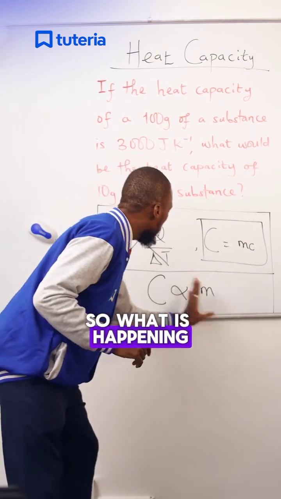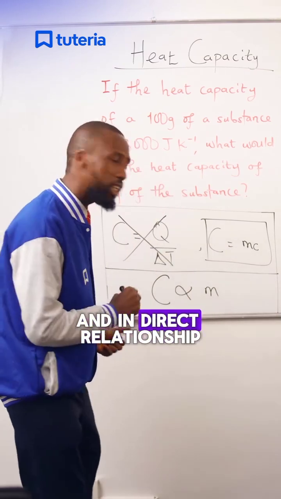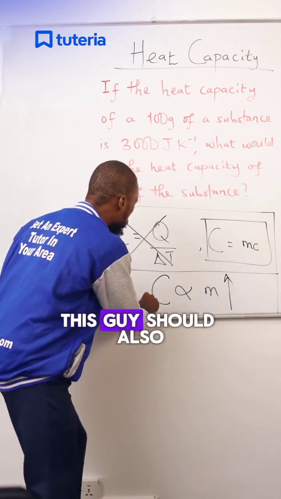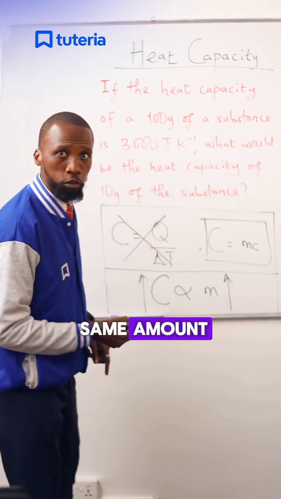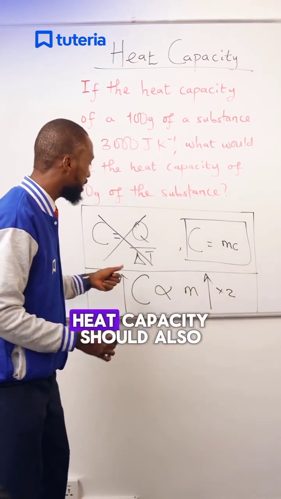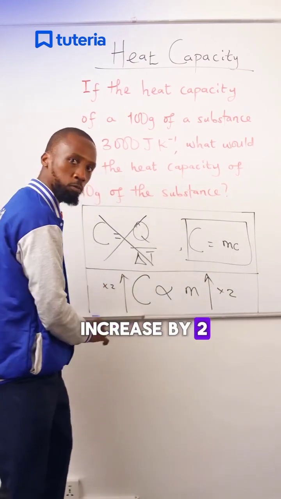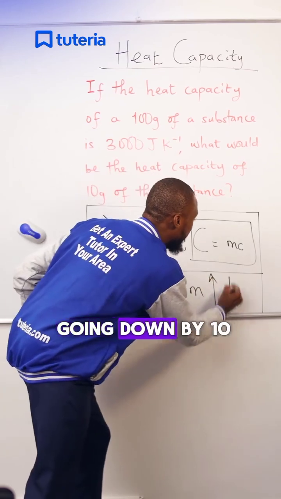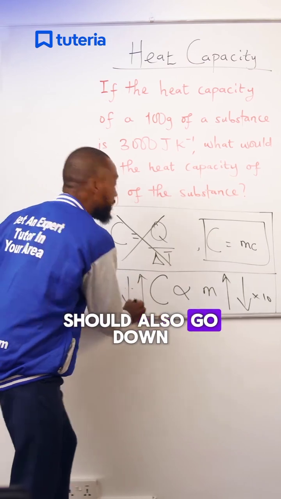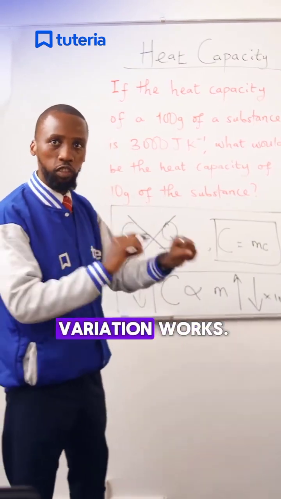So what is happening? This is a direct relationship, and in a direct relationship, it means that if this quantity goes up by an amount, the other should also go up by that same factor. If the mass increases by 2, then the heat capacity should also increase by 2. If the mass is going down by 10, then the heat capacity should also go down by 10. That is how direct variation works.